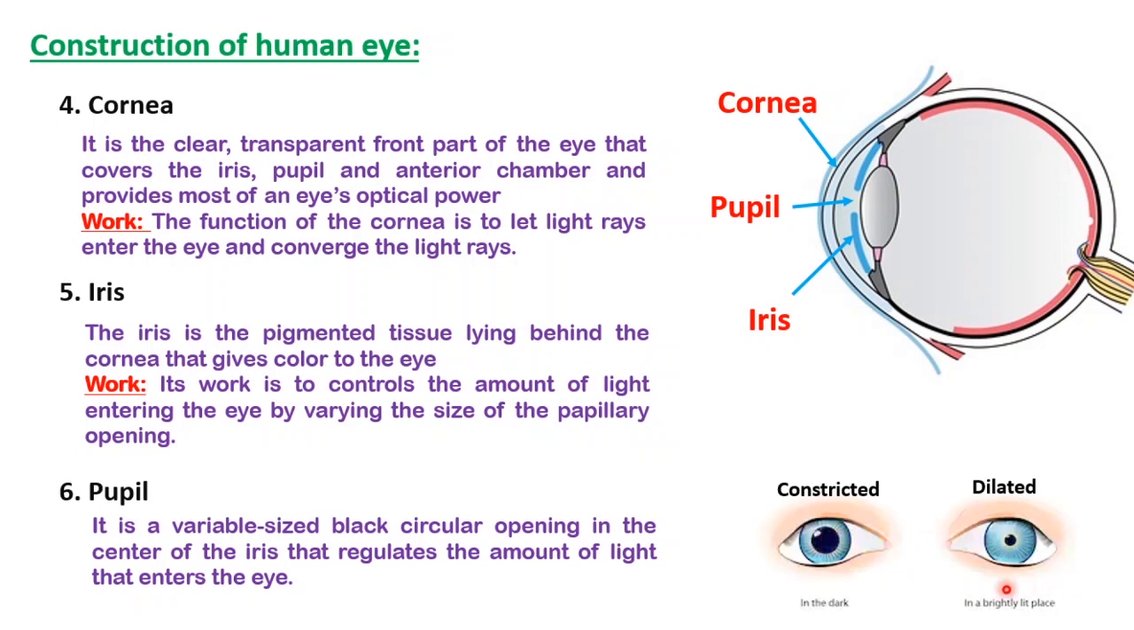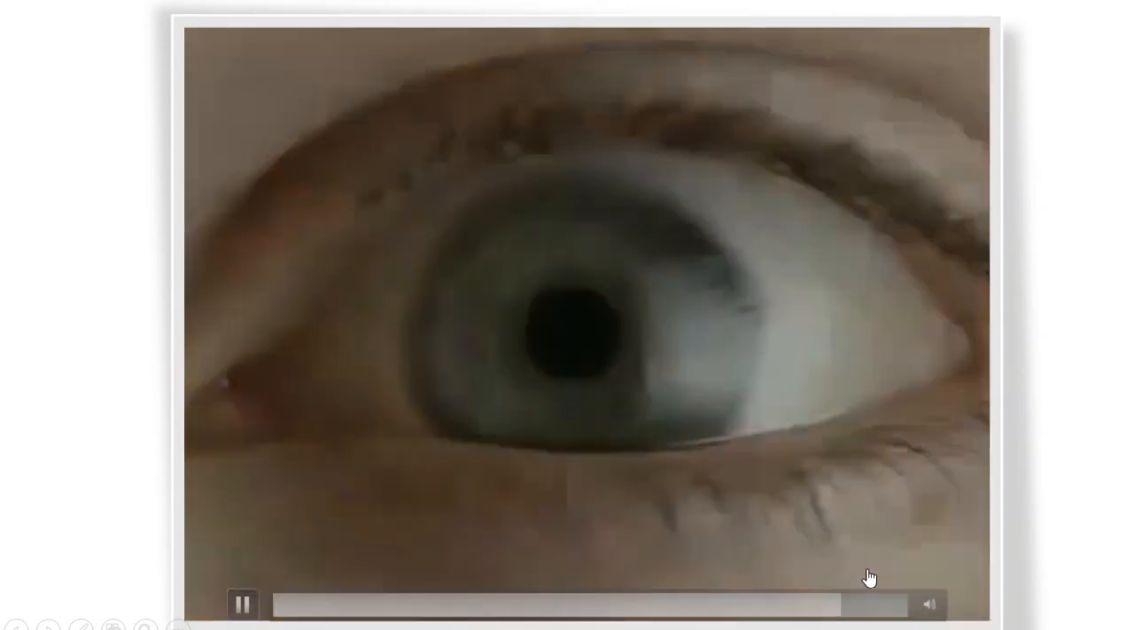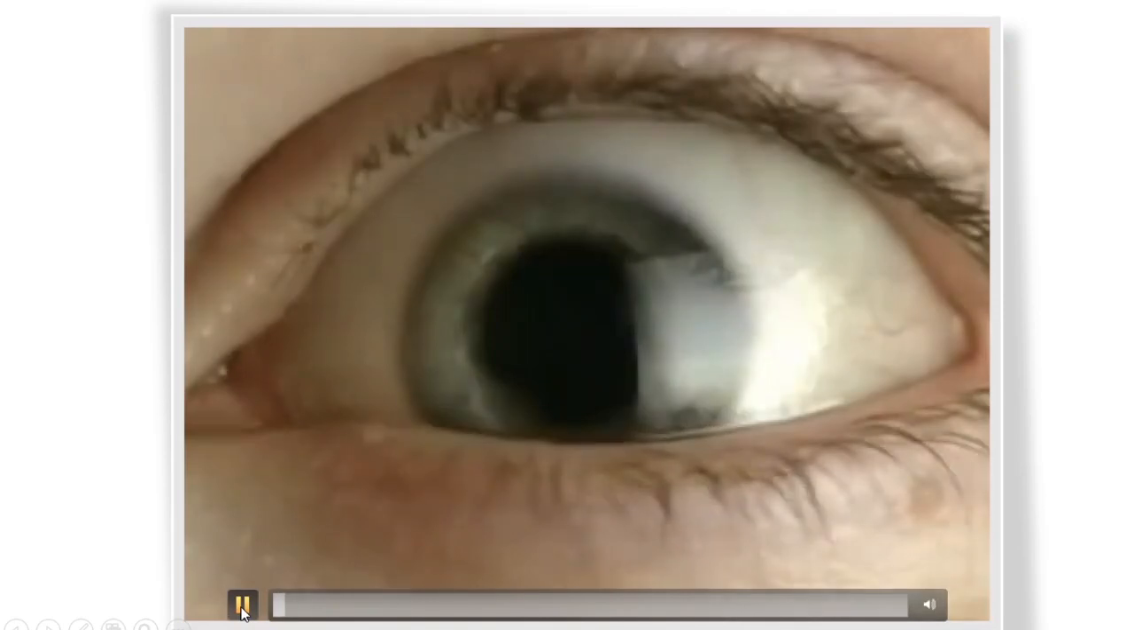Whenever we are in a bright place, whenever you go outside the room and it is bright, our pupil is constricted. Why? Because there is too much light which can damage the retina. So the size of the pupil is reduced so that a smaller amount of light is passed. Okay, there is an animation, let's see. Here you can see the iris adjusting. You can see it again.